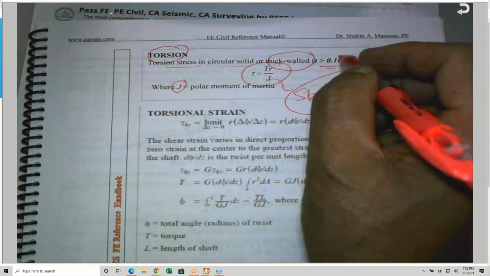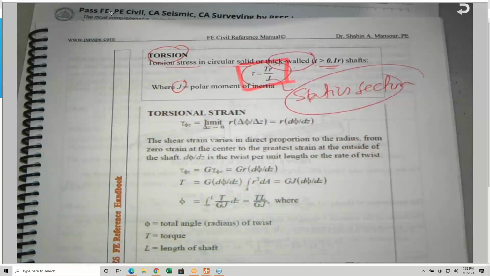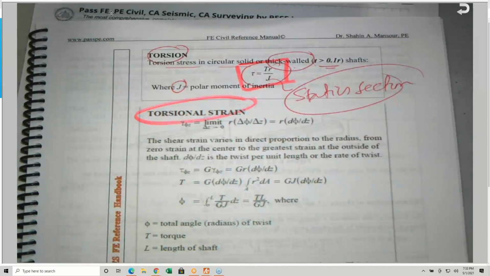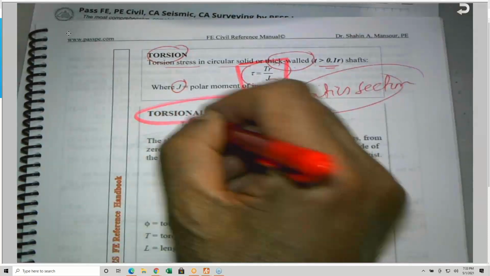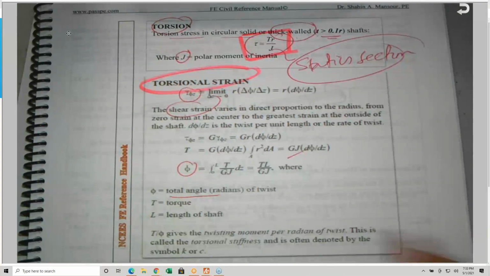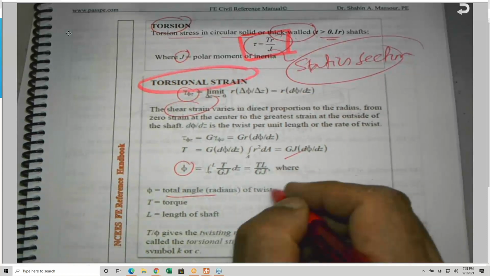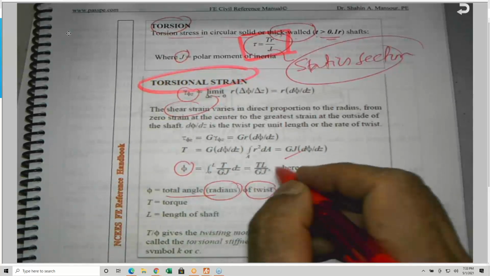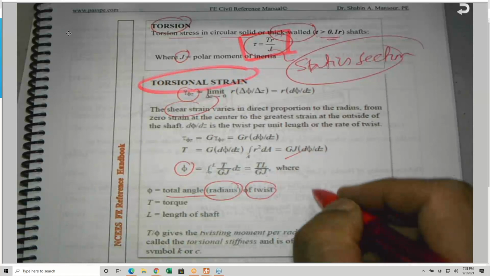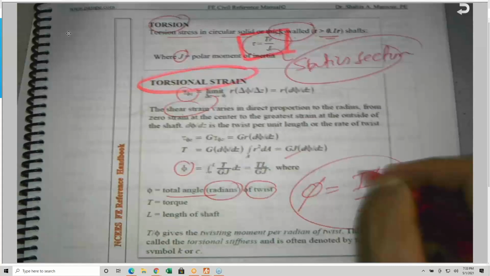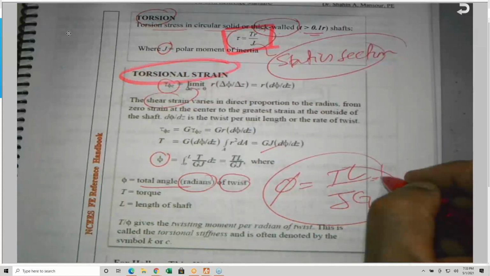Okay, so this is a very important equation: tau is equal to TR divided by J. They give us the definition of the torsion strain, which is gamma, a shear strain, and they define all these things. We have something called phi, which is the angle of twist, normally expressed in radians, and this is equal to TL divided by JG. So theta, or he's using phi, is equal to TL divided by GJ, or JG, whatever the order.